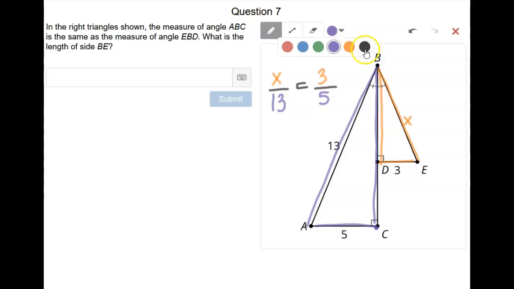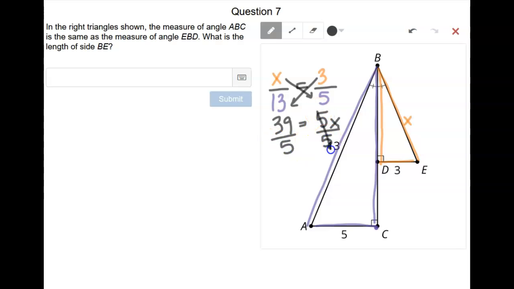So we take 5 times x, which is 5x. We take 3 times 13, which is 39. And we divide both sides by 5. And so x is going to be equal to 39/5. Two different ways to arrive at the exact same answer.